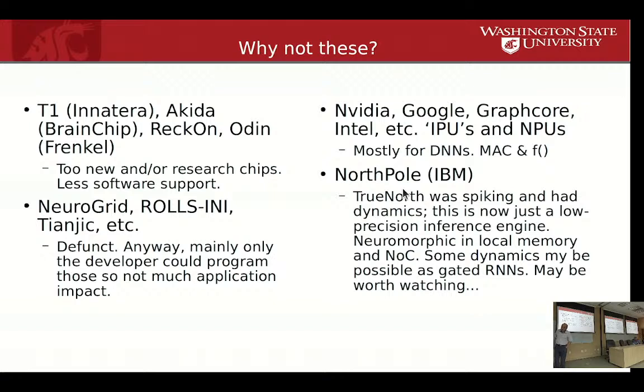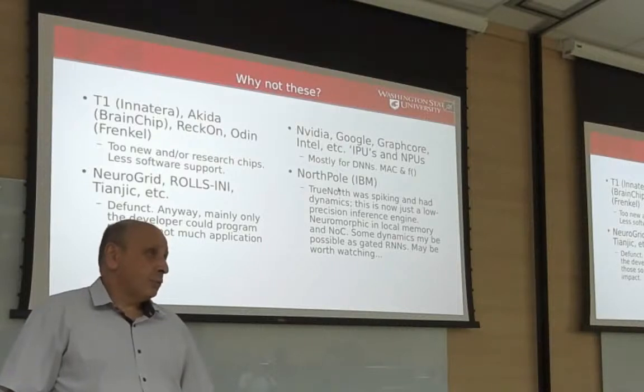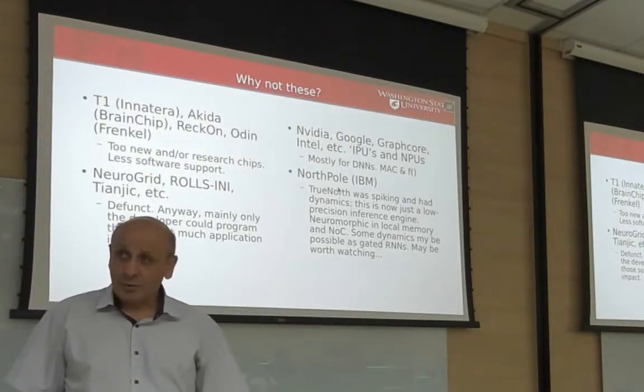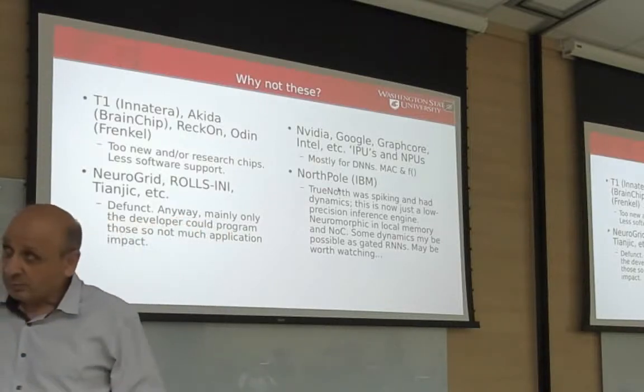There are several other ones. I'm not going to talk about them. Things like T1, Akida, Reckon are mainly research chips with less of a software and user base. Other very exciting technologies, Neurogrid, Rollsin, Tianjic, are mostly defunct these days. And in many cases, only the developer could program those, because programming involved oscilloscopes. Again, less software support.